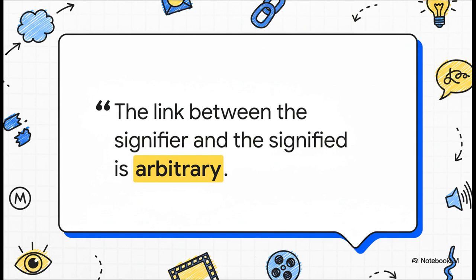Now, here is the absolute game changer from Saussure. The link between those two parts is completely, totally arbitrary. There's nothing naturally tree-like about the letters T-R-E-E. We know this is true because in German it's Baum, in Latin it's Arbor. The meaning only exists because we as a culture have all agreed to connect that specific signifier to that specific concept. It's all based on social convention.